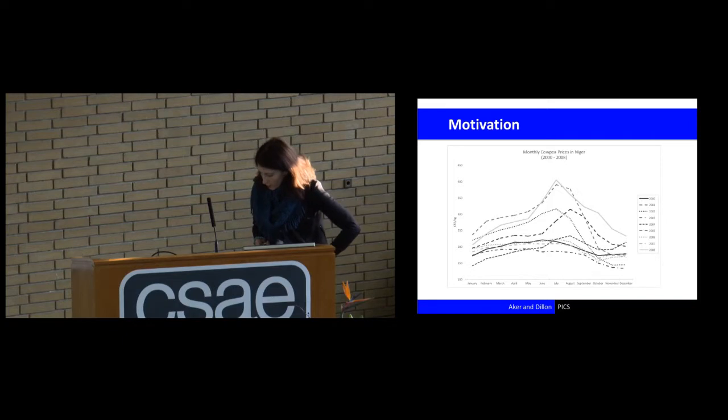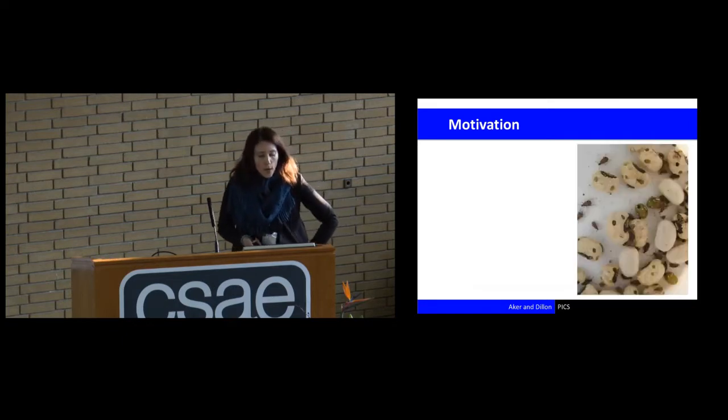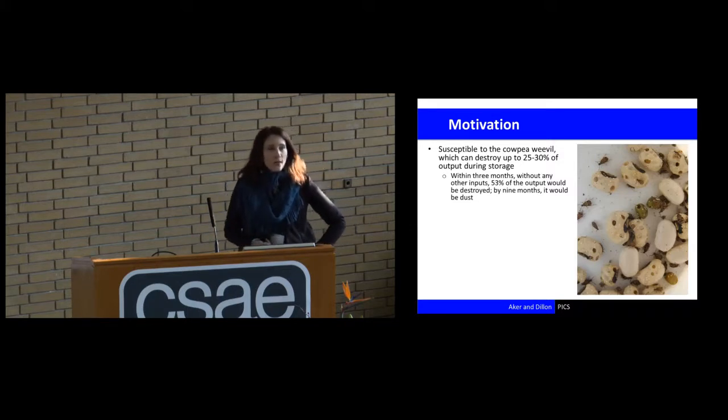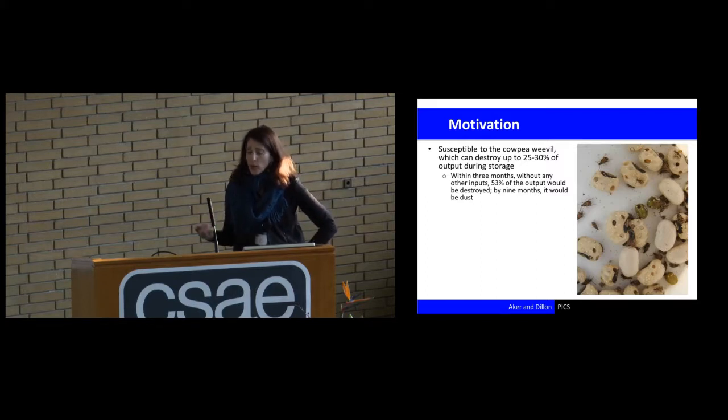And she put forth these potential explanations in terms of credit and storage. We're going to focus primarily on storage, and this is the reason why. Any of you who know cowpea and want to geek out about cowpeas, it's pretty much a semi-perishable commodity. Semi meaning that it's not going to be completely destroyed right away, but over the course of 9 months, if nothing else is done, it's completely destroyed and it becomes dust.